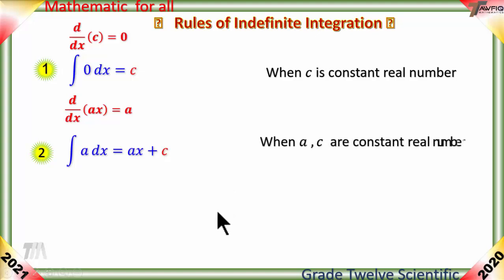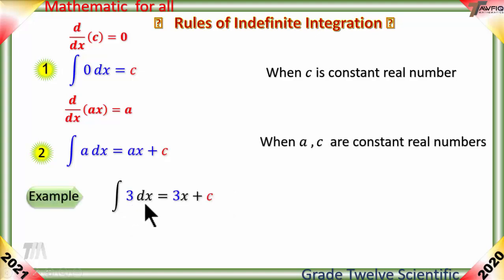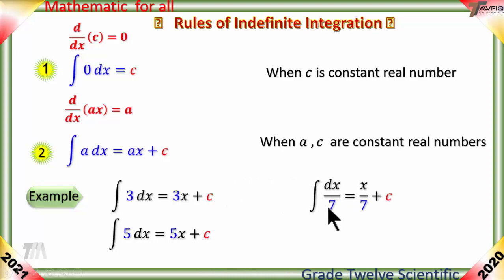For example, the integral of 3 dx is 3x plus c, and the integral of 5 dx is 5x plus c, and the integral of dx over 7 is x over 7 plus c, and the integral of square root of 3 dx is square root of 3 x plus c.